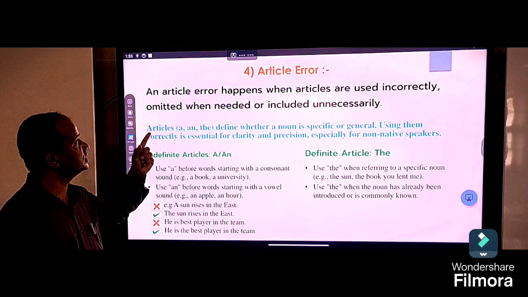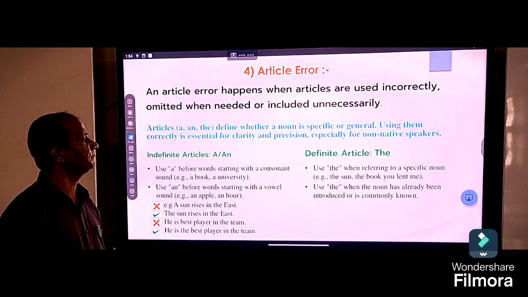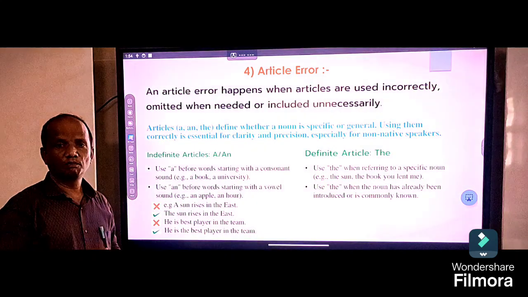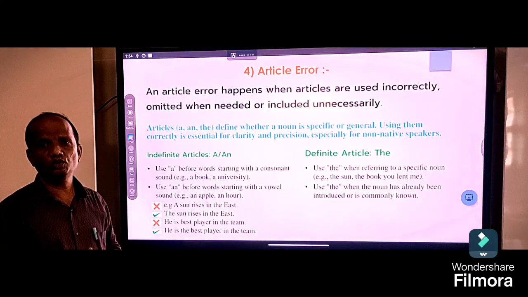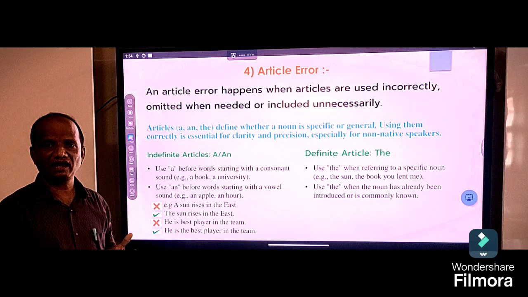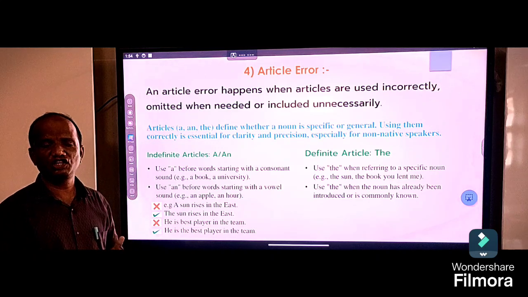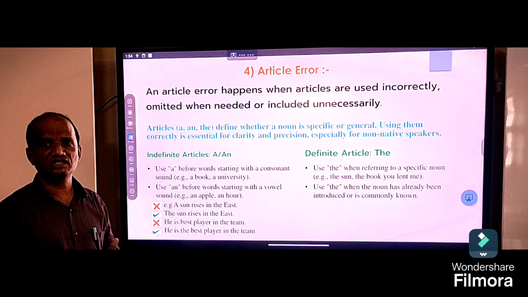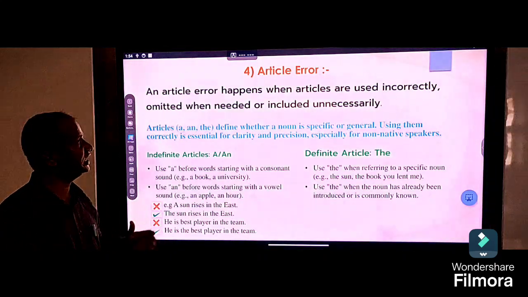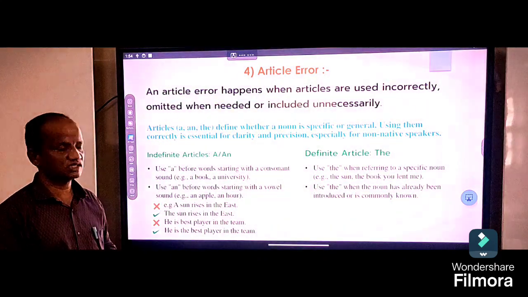So here we have seen when the article error happens. If you memorize the rules of when to use "a", when to use "an" and when to use "the", you can easily find these errors in sentences and easily correct those sentences.